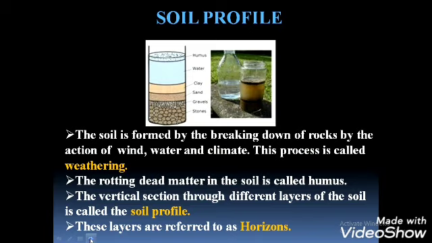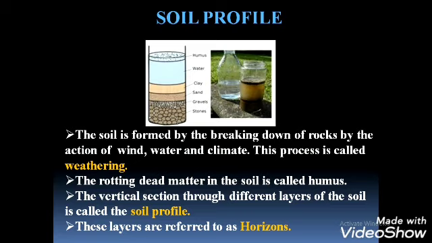Yes. So the rotting dead matter in the soil is called what? Humus. Okay, it is seen above the layer. The first layer, humus. What is it? The rotting dead matter in the soil.